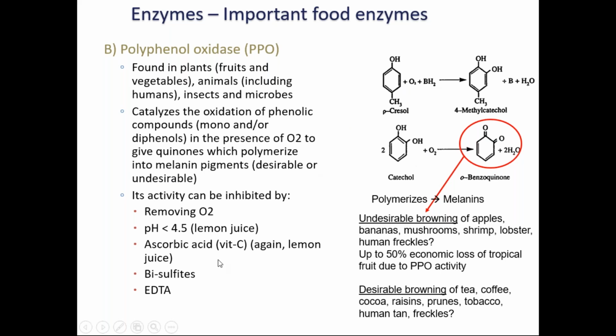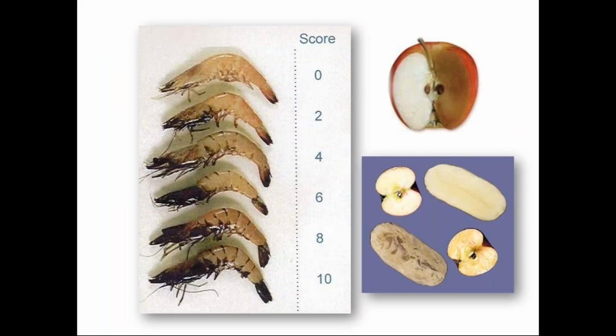You can also add ascorbic acid to prevent the browning. You can add bisulfites to prevent browning, and you can also add EDTA to prevent browning. But the control of polyphenol oxidase is very important in the fruit, vegetable, and beverage industry. So here is the browning that you see in the shrimp. This is because of the polyphenol oxidase.